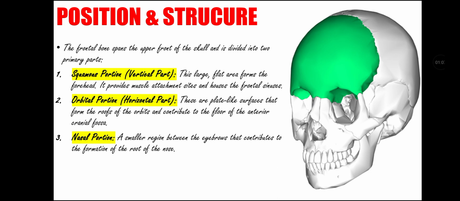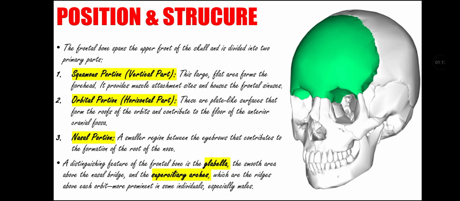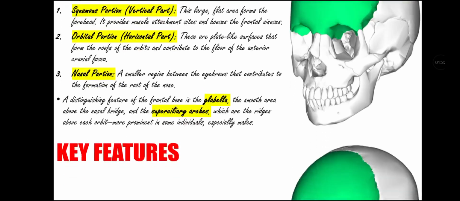Next, it has a nasal portion, that is a smaller region between the eyebrows that contributes to the formation of root of nose. And these distinguishing features of frontal bone like glabella, that is the smooth area above the nasal bridge, and the superciliary arches, which are the ridges above each orbit, more prominent in some individuals, especially males, are really important to understand for clinical understanding of frontal bone. Now let's talk about key features of frontal bone.